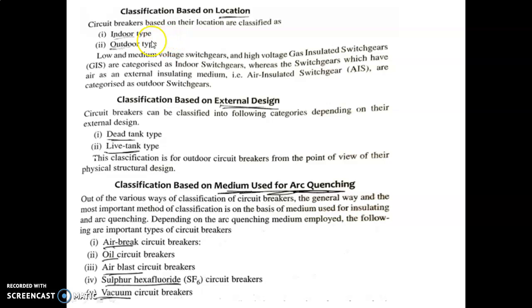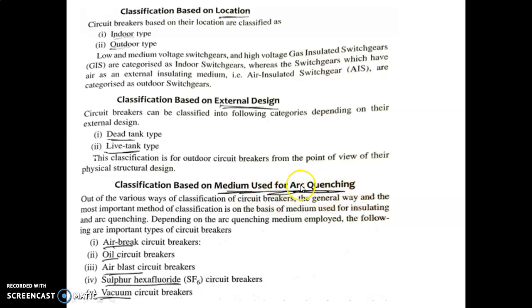Okay, based on the location we have to classify as indoor type and outdoor type of the circuit breakers. Next, based on the external design, we have to classify as dead tank type and live tank type. Okay, and this is a very important type of the classification of the circuit breaker, that is based on the medium used for the arc quenching.